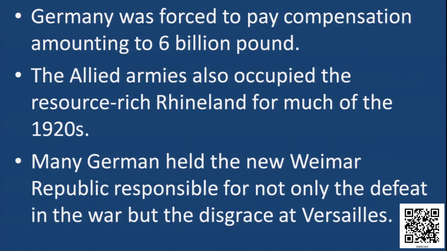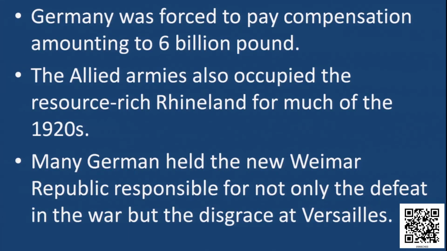See. Then the Allied armies also occupied the resource-rich Rhineland for much of the 1920s. Along with the coal reserve area, the resource-rich Rhineland was also occupied by the Allied army because of the war compensation. So this was the reason why many of the Germans held the Weimar Republic responsible for not only the defeat in the war, but also signing the disgraceful treaty with the Allied powers at Versailles. Because the people thought that the Weimar Republic is responsible for signing the peace treaty.